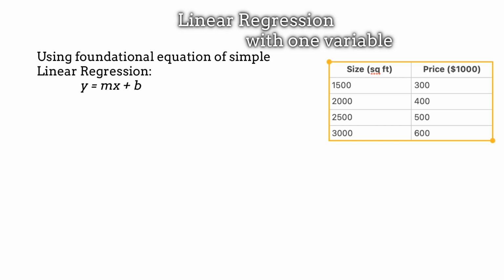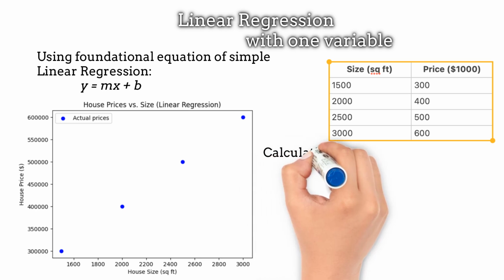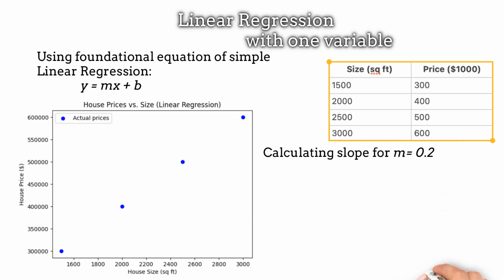When we plot these data points on a graph, we can visualize how they correlate. By fitting a regression line through these points, we can see the relationship between house size and price. For instance, if we calculate a slope of 0.2, it indicates that for every additional square foot, the price increases by $200.